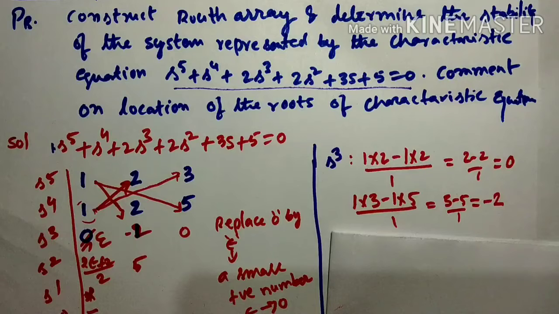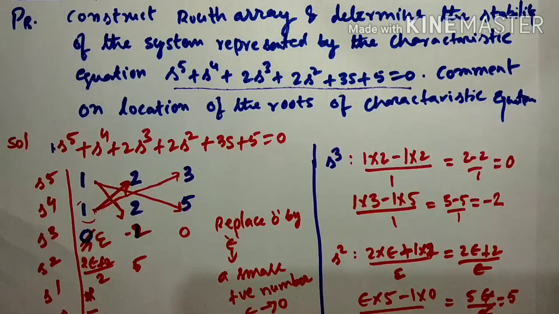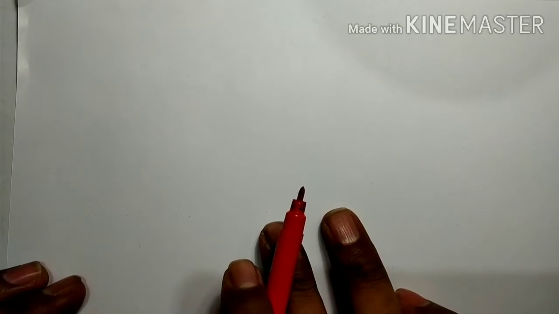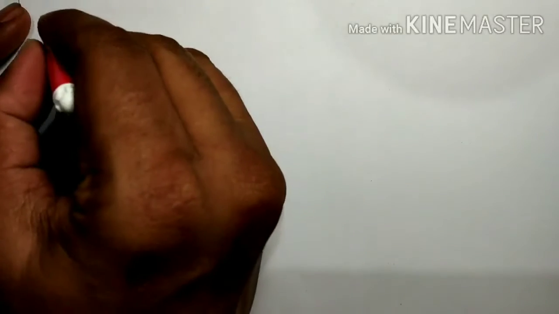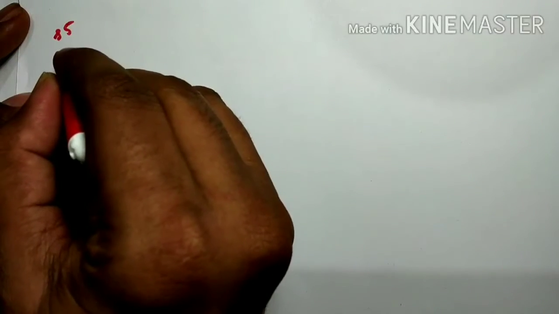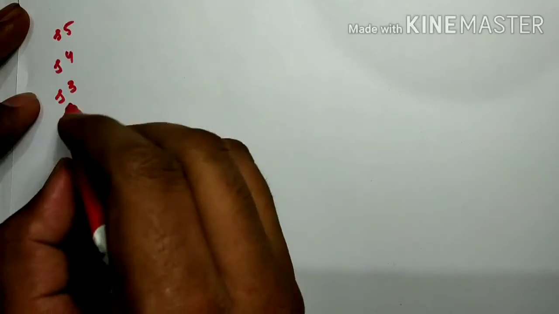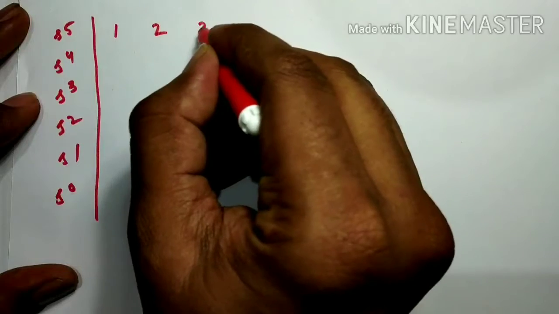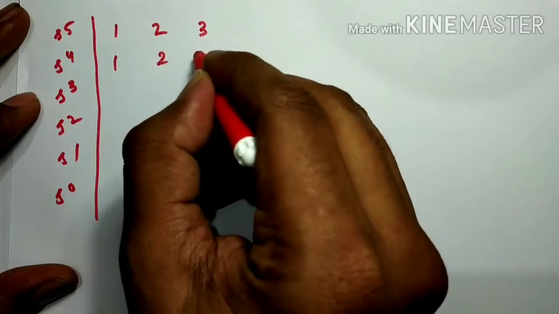That value we got as a 1. So in the first sheet I'm going to write here the rows: S power 5, S power 4, S cube, S square, S1 and S0. So what do we get? 1, 2, 3, 1, 2, 5.